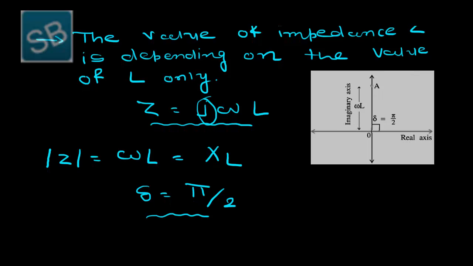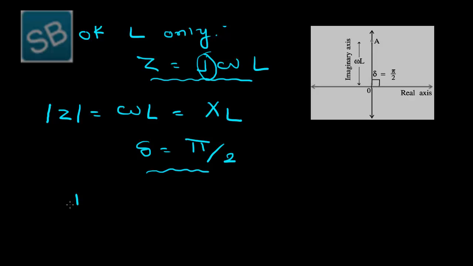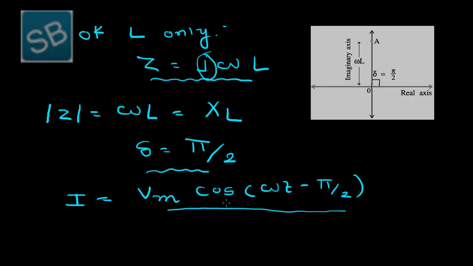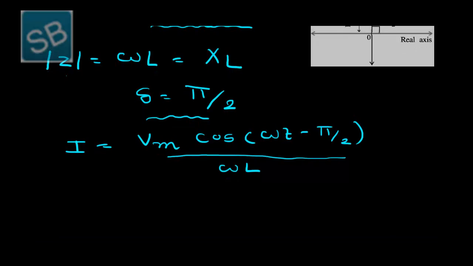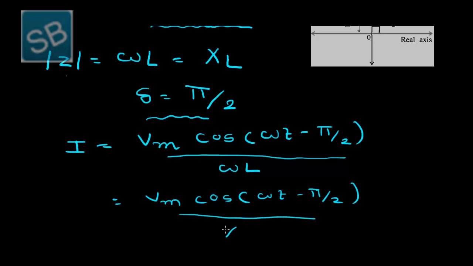And so I have the value of the current flowing inside the AC circuit with only an inductor as Vm into cos. Now there is a phase difference of pi by 2, so I have to subtract this pi by 2 from omega t, and that is divided by the magnitude of Z, which is equal to omega L. Or you can write it this way: I is equal to Vm cos (omega t minus pi by 2) divided by omega L, which is also equal to XL.